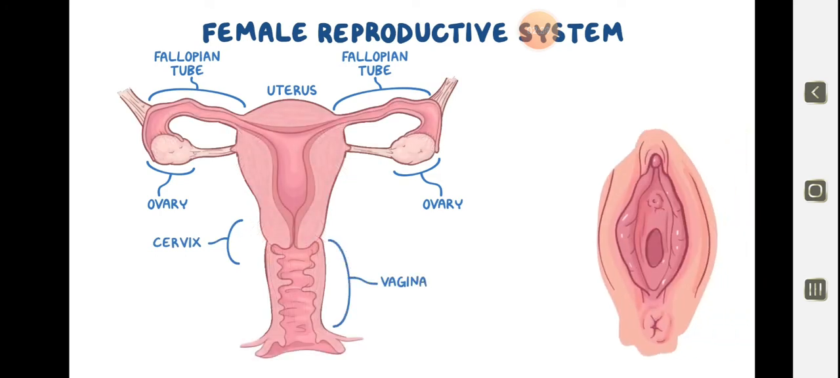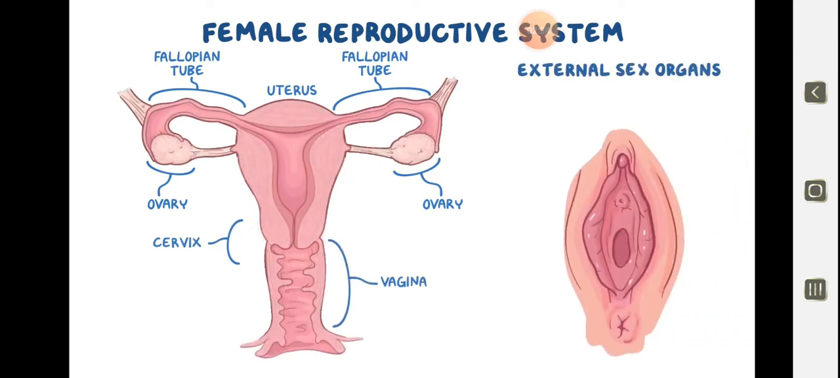At the opening of the vagina are the external sex organs, and these are usually just called the genitals, and they're in the vulva region. They include the labia, the clitoris, and the mons pubis.